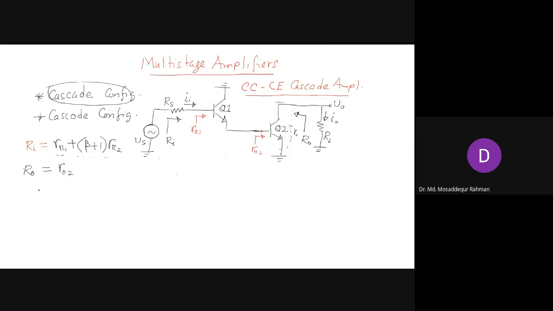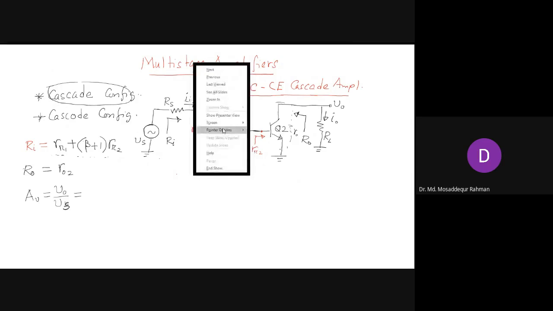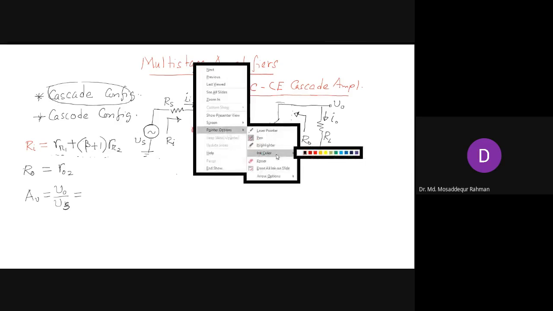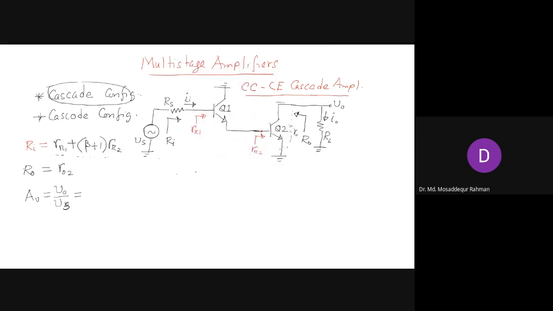Now we'll try to find the voltage gain. What is voltage gain? Before that, sorry, this will be VS. When we assign some voltages at different nodes of the circuit, this is the base of Q2, so let's call it VB2, the base voltage of Q2. This is the base of Q1, so let's call it VB1.